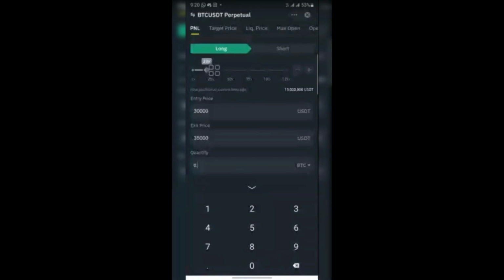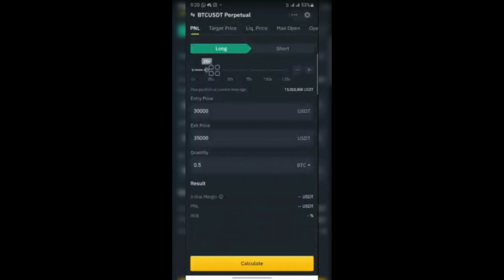So this is the calculator. Just come here. Leave it at PNL, which means profit and loss. You want to know how much you will profit from this trade, or how much you will lose. Do you understand? So you enter at 30,000 and use 20x leverage. The exit price, you want to take profit at 35,000. So what would be your profit?